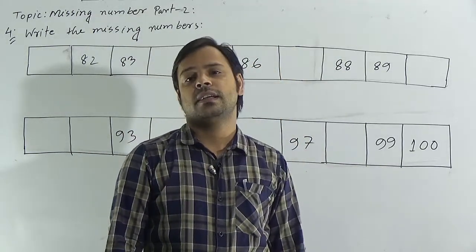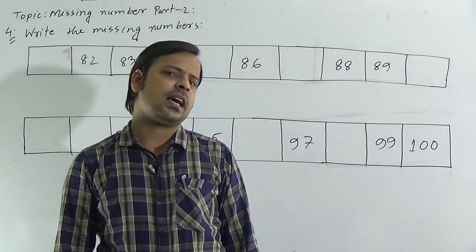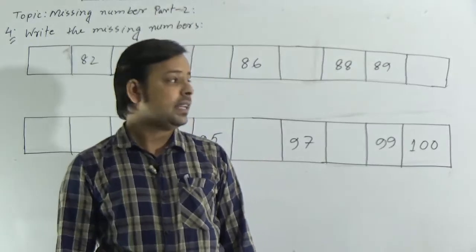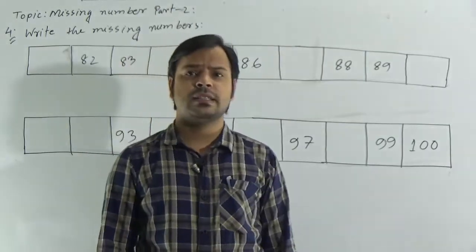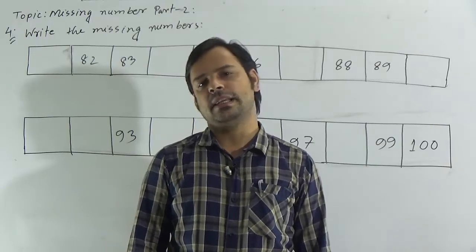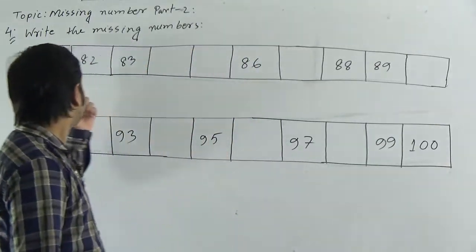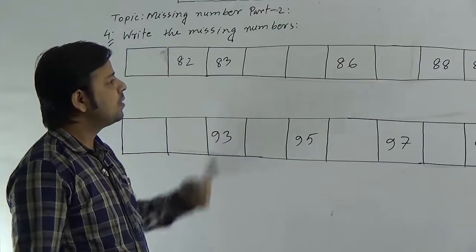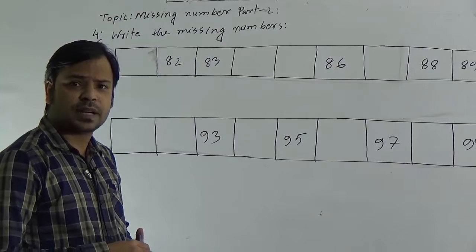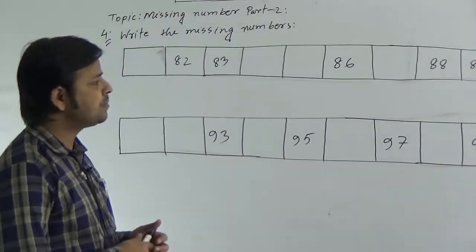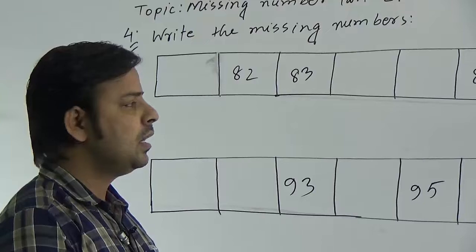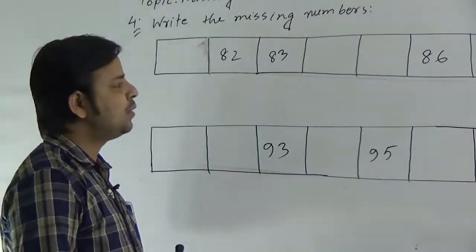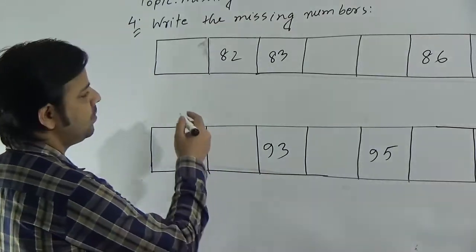Students, in my previous class, I have shown how to fill up these gaps. Filling up these gaps is known as missing number. These gaps will be filled by some numbers. These numbers are known as missing numbers here. Let us see how we can fill up this gap. By which number can we fill it up?